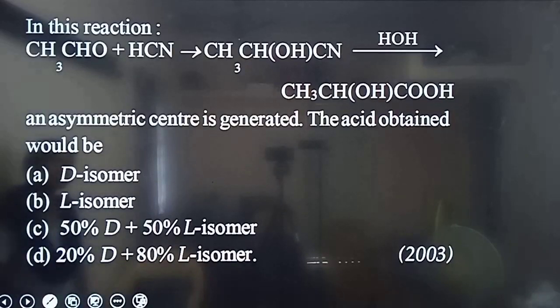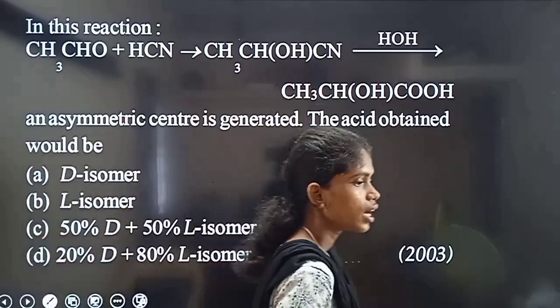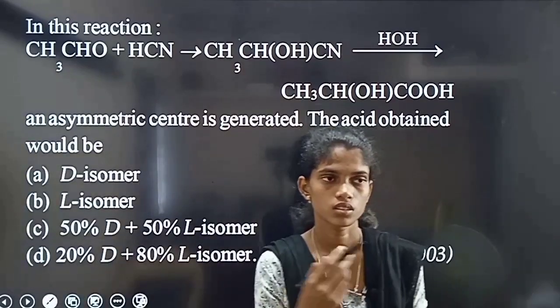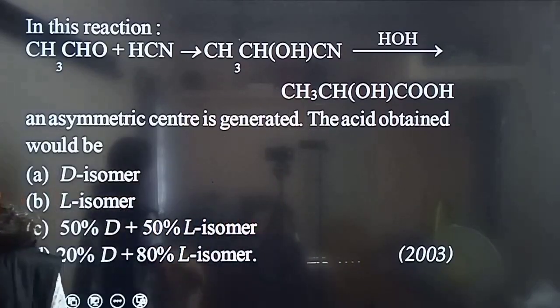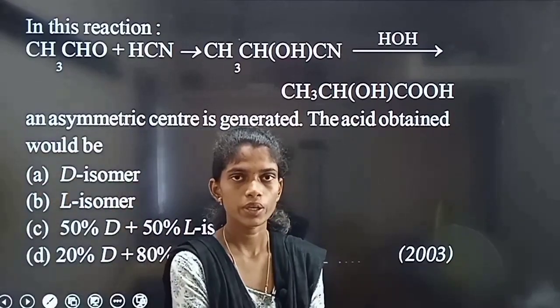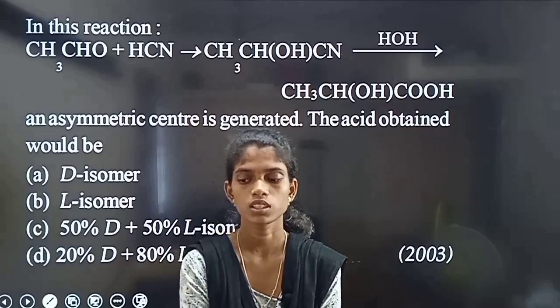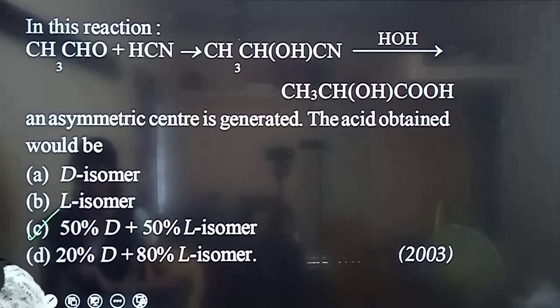In this reaction, okay, the same as we saw before, an acidic center is generated. The acid obtained would be, so we have seen this already. It is a racemic mixture, so it should be 50% and 50%: one isomer 50%, the other isomer 50%. So option A, D isomer, cannot be completely D isomer. Option B, L isomer, cannot be completely L isomer. Option C, 50% D and 50% L isomer. Option C is the right answer.